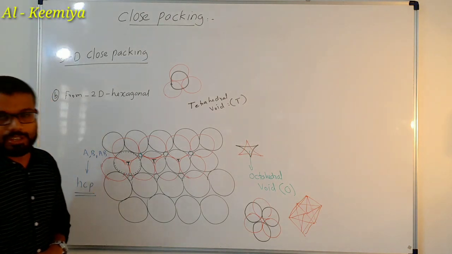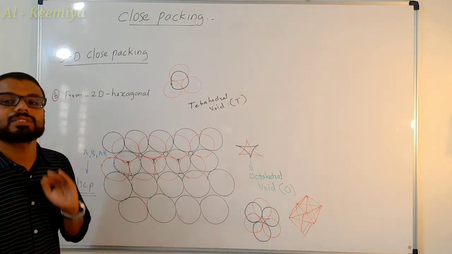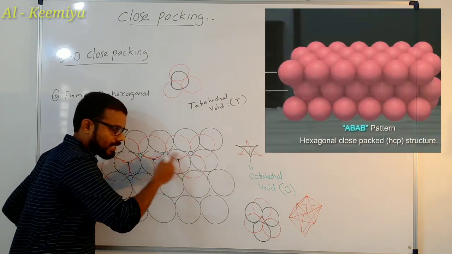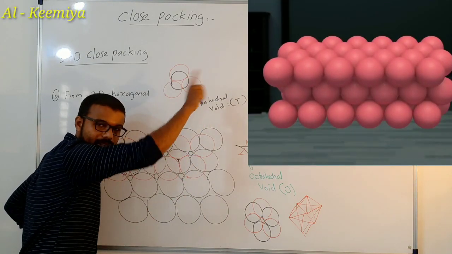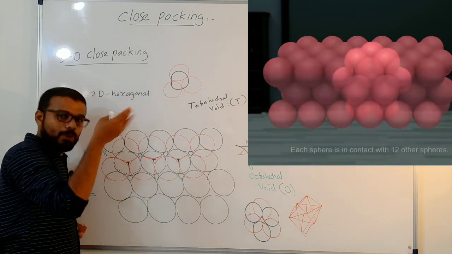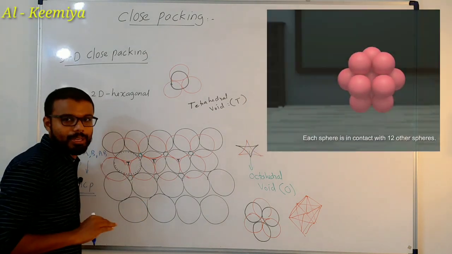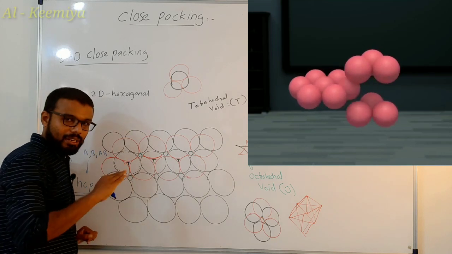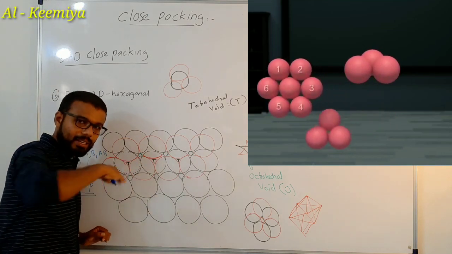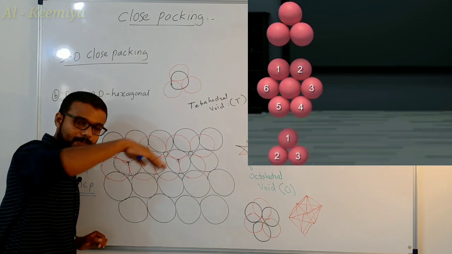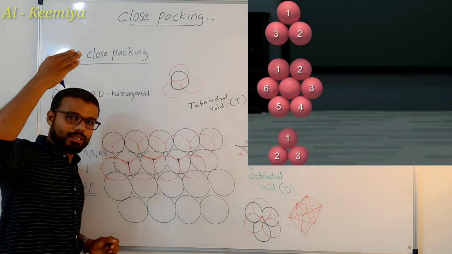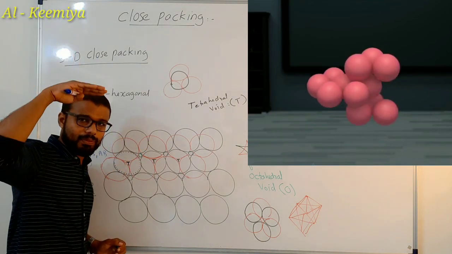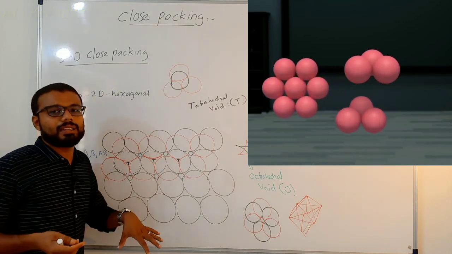Here the coordination number is 12. One particle is connected with 6 in the same layer, you can see there, and 3 above, 3 below. Total 12 coordination number. What is the coordination number? 12. Coordinated with 6 particles in the same layer, 3 particles in the above layer and 3 particles in the bottom layer.